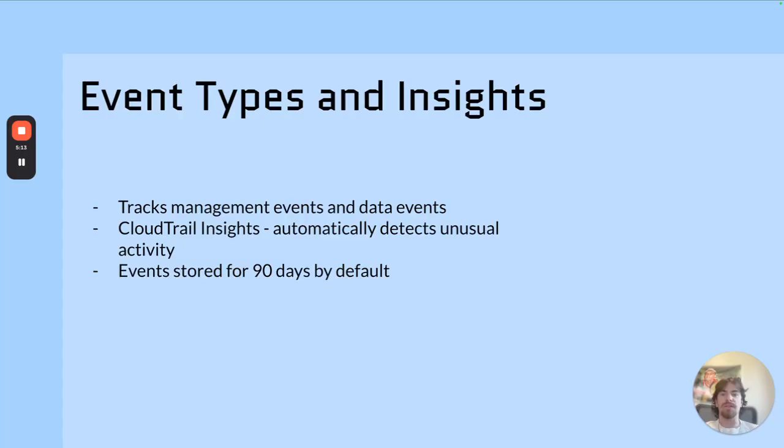And we have event types and insights. CloudTrail tracks both management events like creating IAM roles or VPCs and data events like reading or deleting S3 objects. With CloudTrail Insights, AWS automatically detects unusual activity like a spike in IAM changes or API calls. Events are stored for 90 days by default, but you can export them to S3 for long-term retention and then query them with Athena.